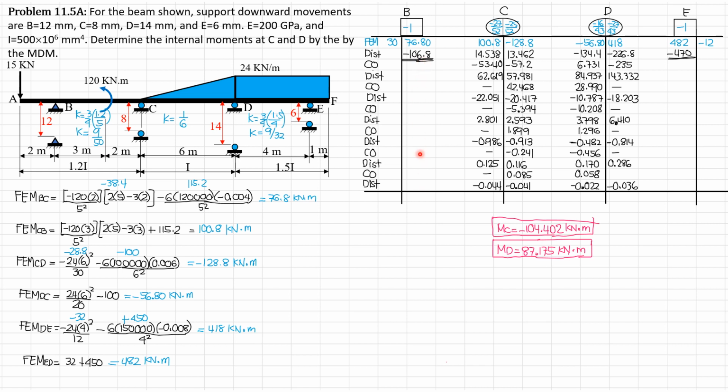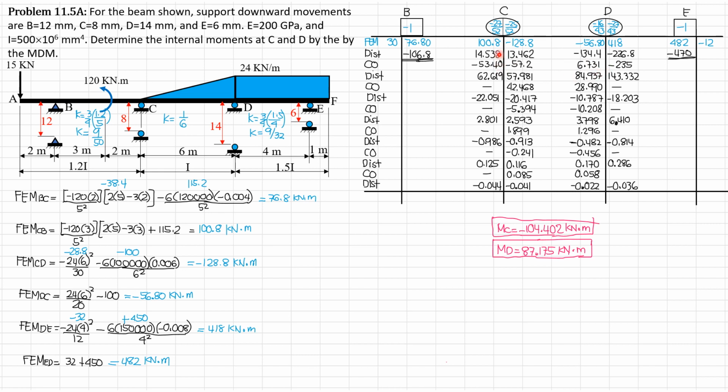So meaning to say no more moments should be distributed and carried over on this column here as well as on this column here. Then half of negative 134.4 is negative 67.2. Half of 13.462, 6.731. Half of negative 470, negative 235. So half of negative 226.8 supposedly here, but since this is finally locked, we don't carry over half of negative 226.8. So that's it. These are the new moments at C and D.